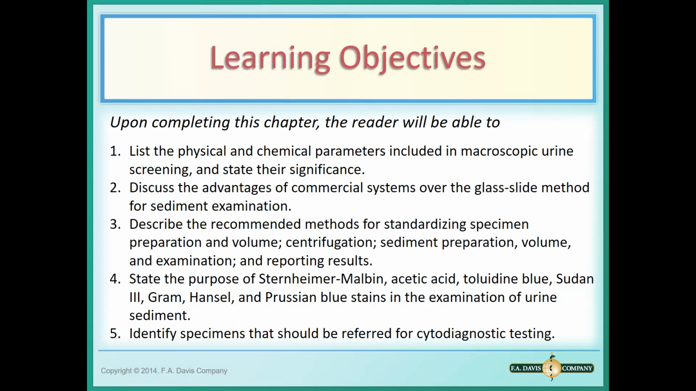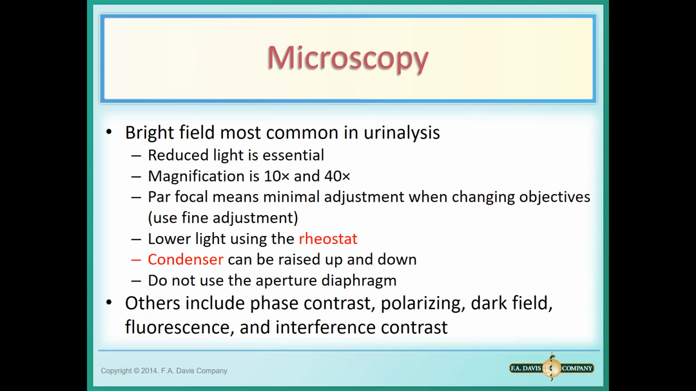These, again, are the learning objectives for the entire chapter. We're focusing today on the actual microscopic examination of urine. You can read those at your leisure. We had talked briefly about microscopy, that the bright field microscope is our most common mechanism for viewing urine sediments in the laboratory. We use a traditional microscope with a 10x and a 40x magnification.